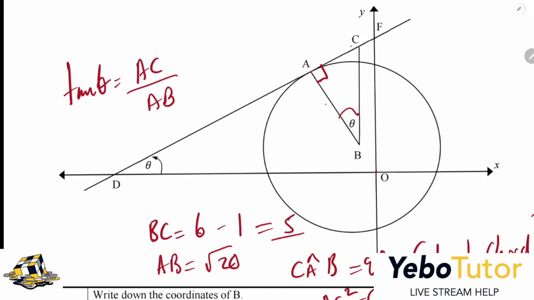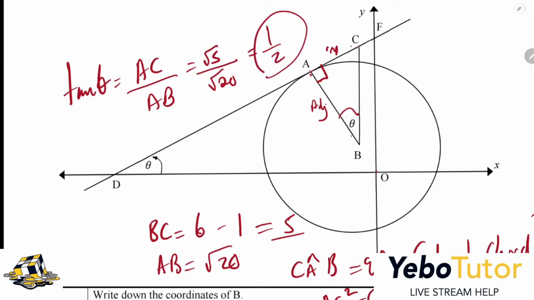So this will be from here to here, which is your AC over your AB, opposite over adjacent side. This is how we can critically analyze that. So what is your AC? Your AC is given as square root of 5. What is your AB? Your AB is square root of 20. So this will be divided by each other. Then using your calculator, I'm getting 1 over 2.